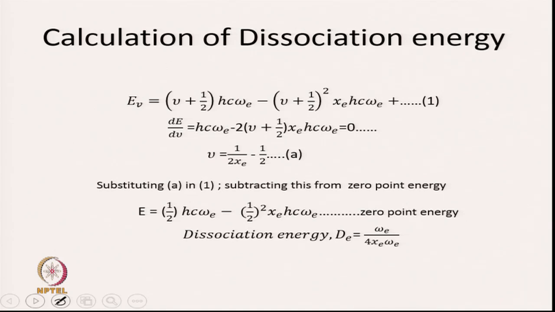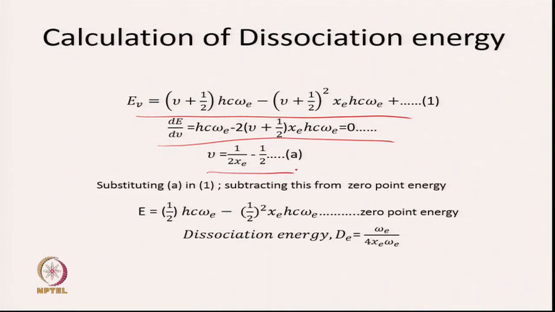Okay. And now, let us think of how to calculate the vibrational level with maximum energy. If I want to calculate the vibrational level at which energy is maximum, then I need to differentiate that and put that equal to 0. When you do that, you will get V is equal to 1 by 2 x E minus half. And if you put this in this equation and then you subtract your 0 point energy, what you are going to get is D.